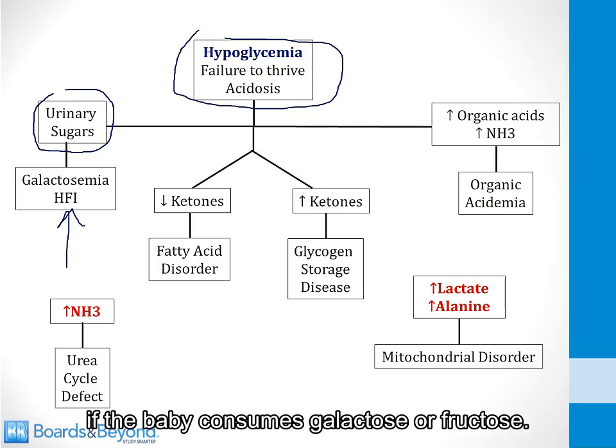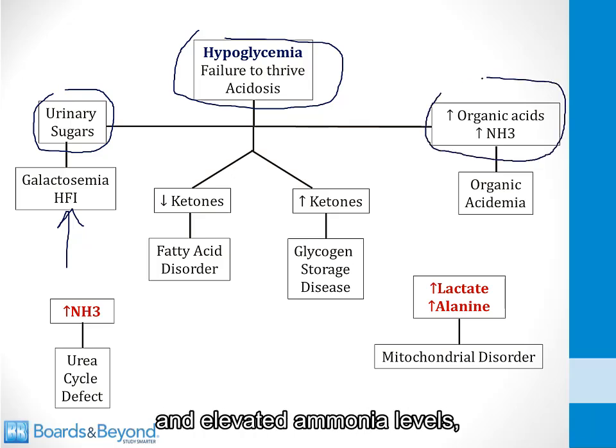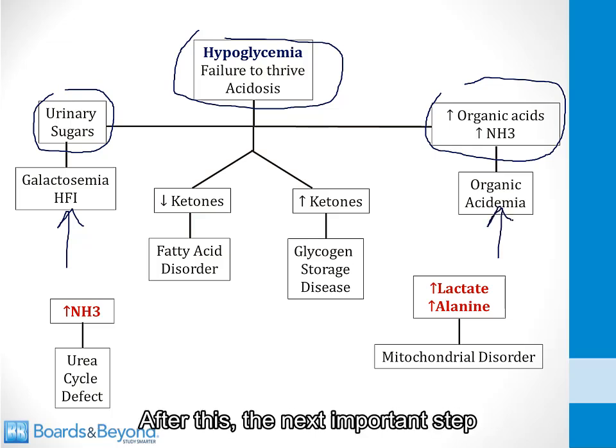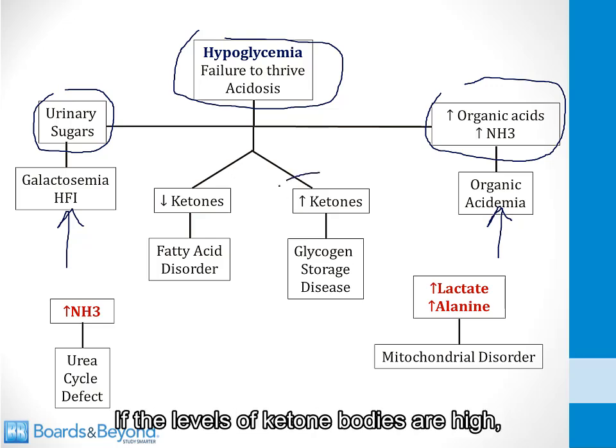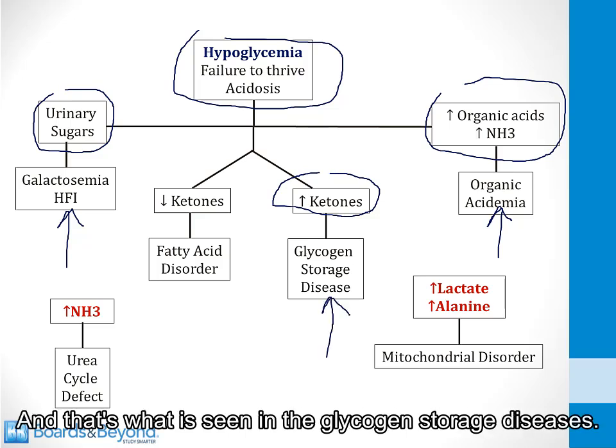If you are told that there are high levels of organic acids and elevated ammonia levels, this suggests one of the organic acidemias. After this, the next important step is to look at the ketones. If the levels of ketone bodies are high, this suggests fatty acid metabolism is working, and that's what is seen in the glycogen storage diseases.